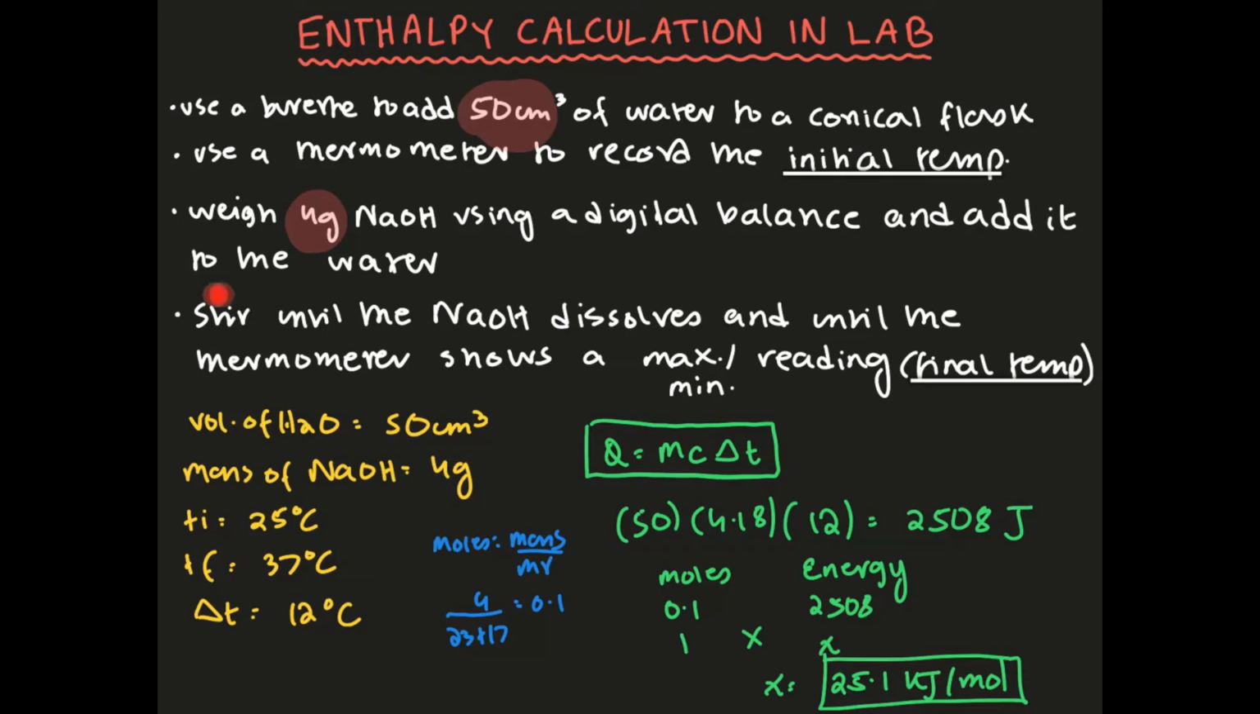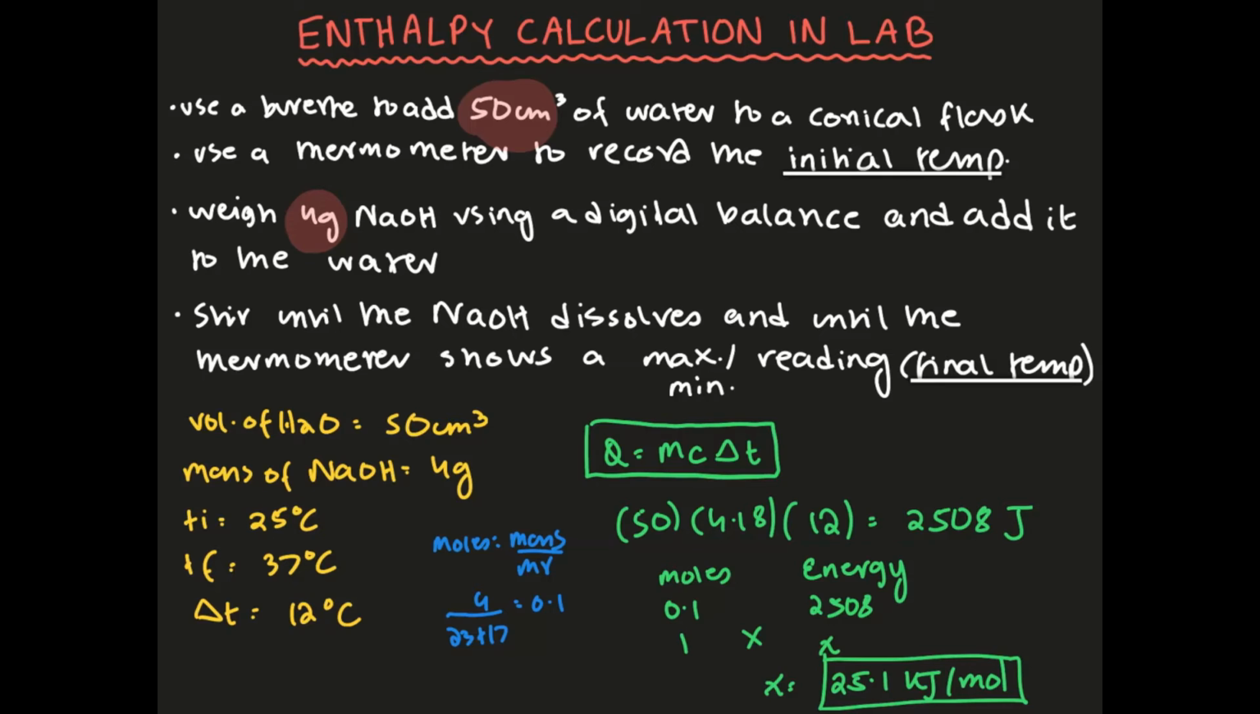Now you're going to keep on stirring this until the NaOH dissolves and until your thermometer shows a maximum reading or a minimum reading. Whether it's maximum or minimum depends on the type of reaction that's taking place. If your reaction is exothermic, then energy will be released to the surroundings, so your temperature is going to be maximum. If it's an endothermic reaction, your temperature is going to decrease because energy will be taken in from the surroundings, so it's going to be minimum.